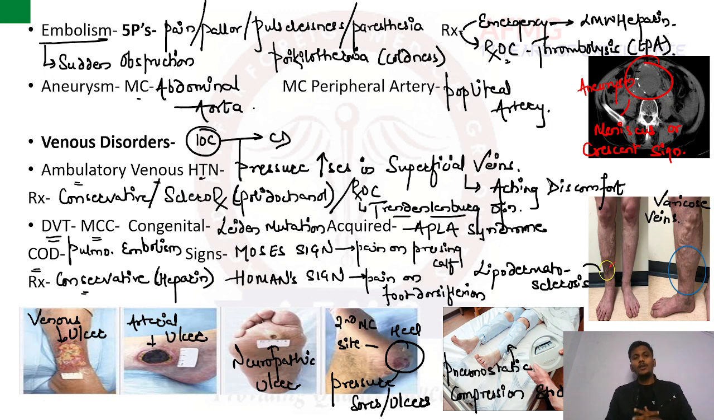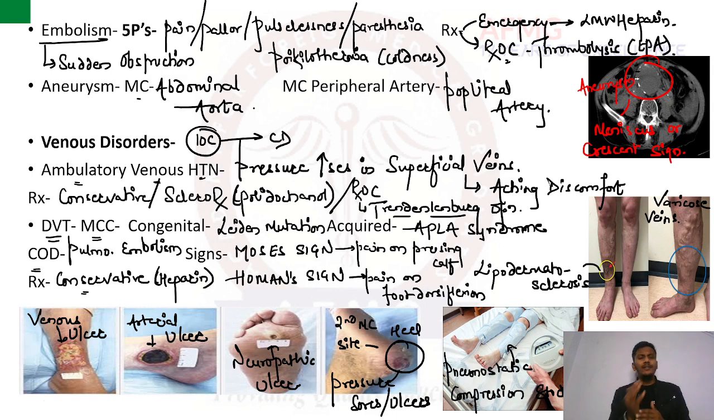Usually in embolism or sudden arterial obstruction, there are 5 P's which are important. These are the features which are seen. First is pain. Second is pallor. Third is pulselessness. Fourth is paresthesia, and fifth is poikilothermia, right?